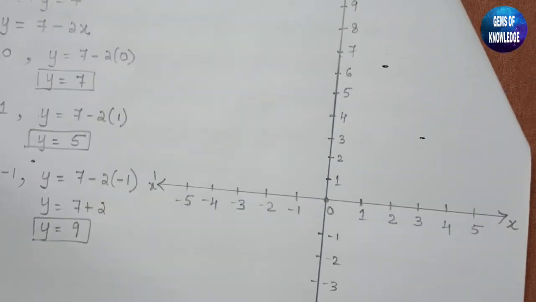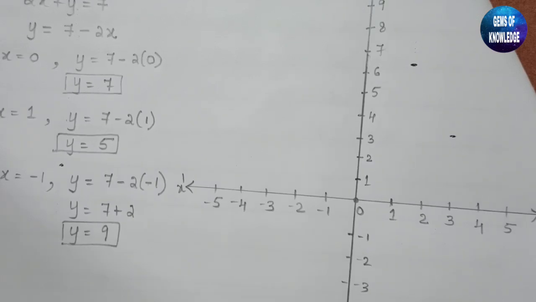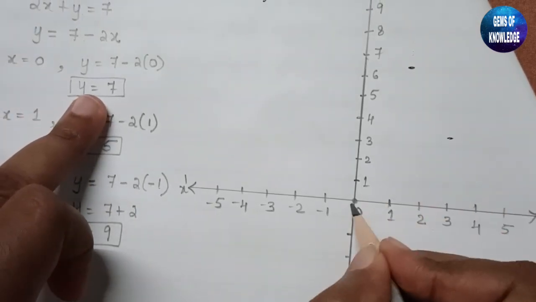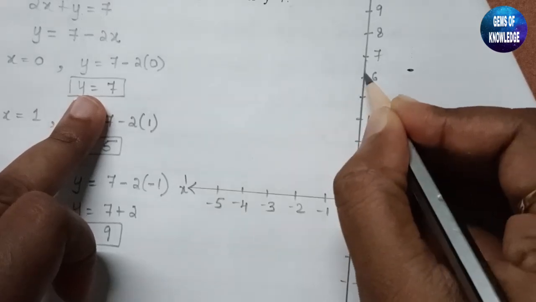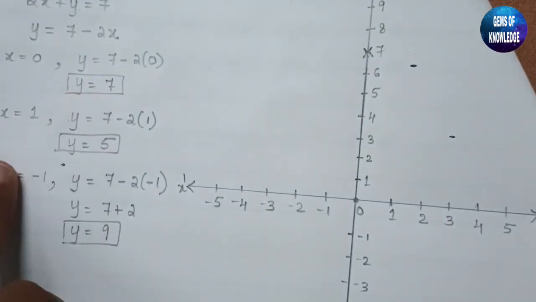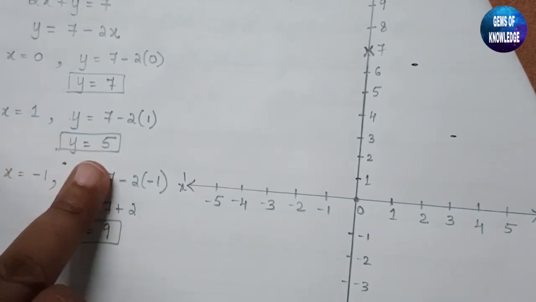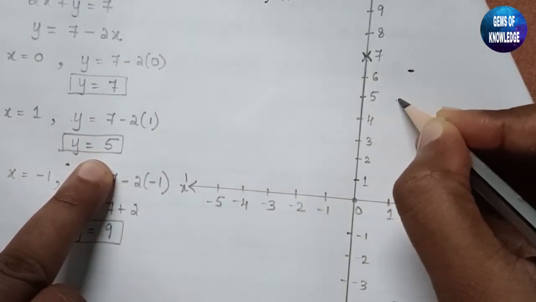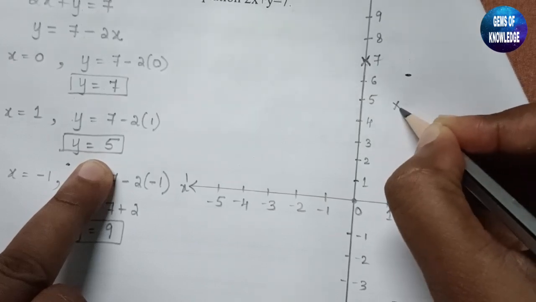Okay, now we will start. If x is 0, as you can see over here, y will be 7. Let me mark over here like this. Next step is if x equals 1, y will be 5. So 5 and x equals 1, you'll get somewhere here.